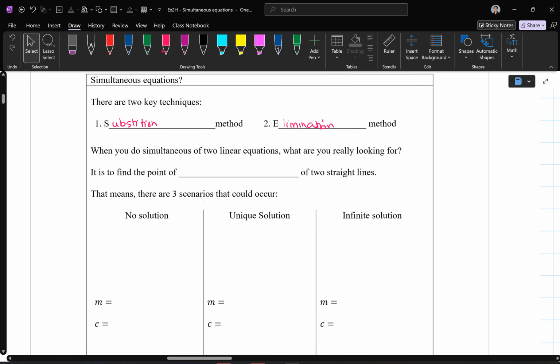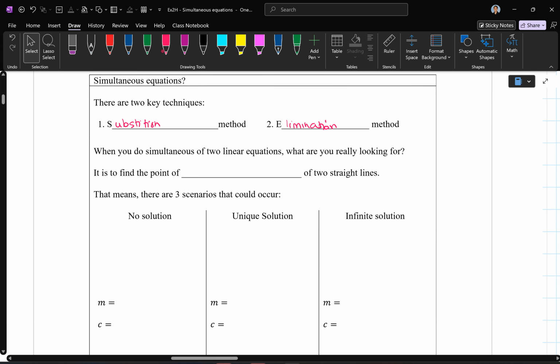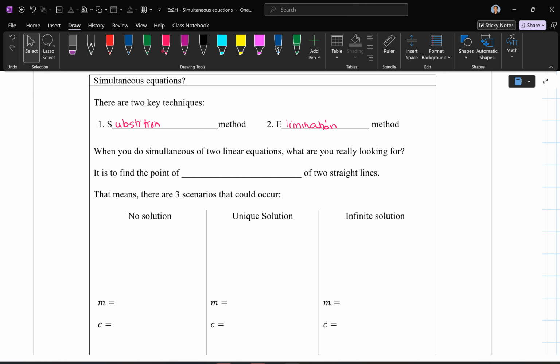Now, in this exercise, it's not about you knowing how to do that, because that was in chapter 1 already. What they want you to do is understand what simultaneous equations are. When you do simultaneous equations of two linear equations, say 3x plus y equals 1 and 2x minus 5y equals 8, and you use your simultaneous techniques to solve, what are you really doing? Notice these are two linear equations. What you're actually doing is finding the point of intersection. Write that down.